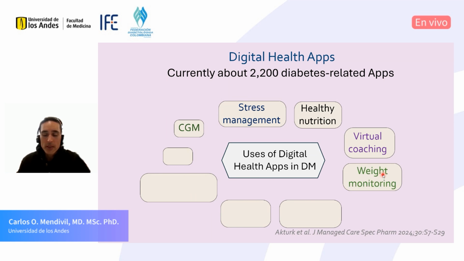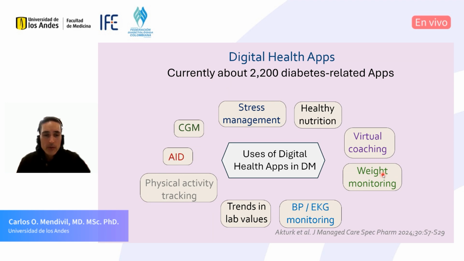Weight monitoring, so you can check your weight history and how it's been changing with different interventions. Some of them include blood pressure or EKG monitoring, trends in lab values, so your lab history, physical activity tracking, which is really crucial in the management of diabetes, and AID information: the rate of infusion, the last boluses, the timing of the boluses, and so on. As you can see, there are many aspects you may consider incorporating into a digital health app. Some of them may be more important to some subgroups of patients, but definitely all of them have a role to play in diabetes management.